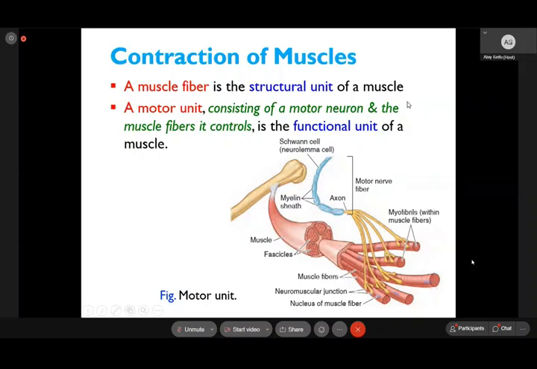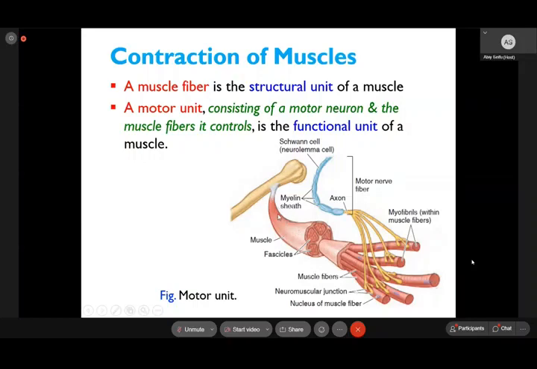Now let's see contractions of muscles. You know, muscle is controlled by a nerve, right? The structural unit of the muscle is the muscle fiber. But there is also a functional unit, which includes the nervous system as well as the muscle fibers: the muscle fiber together with the nerve that controls the fiber.